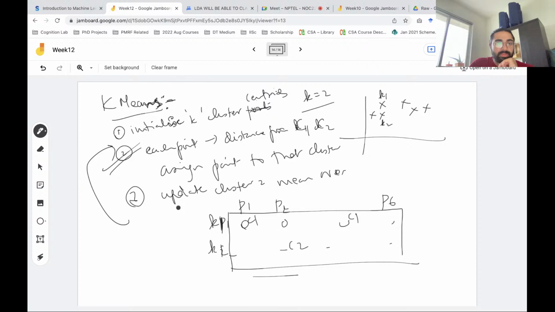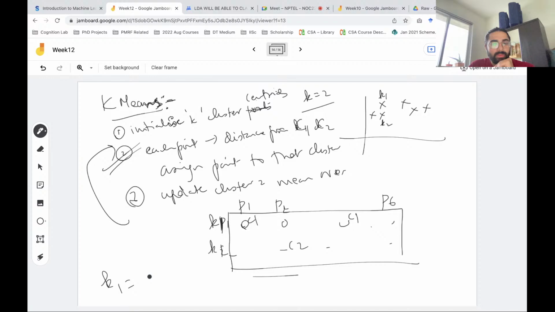Third step is you'll update these cluster points. So now K1 is going to be the mean of the points that were assigned to C1 in this particular iteration. So in step 3, we assigned every point to K1 or K2. So we have initially two clusters. Then we update the cluster means.